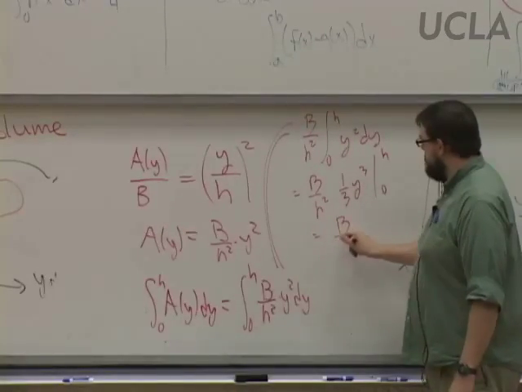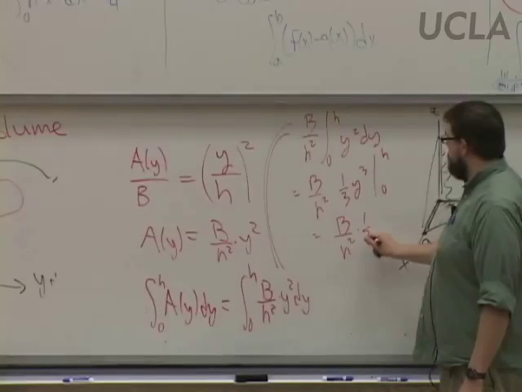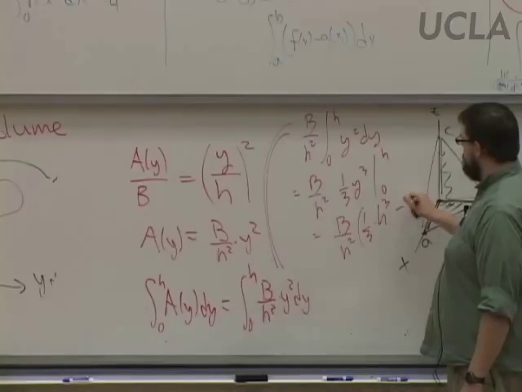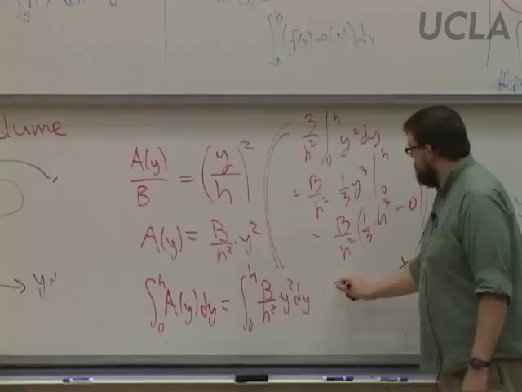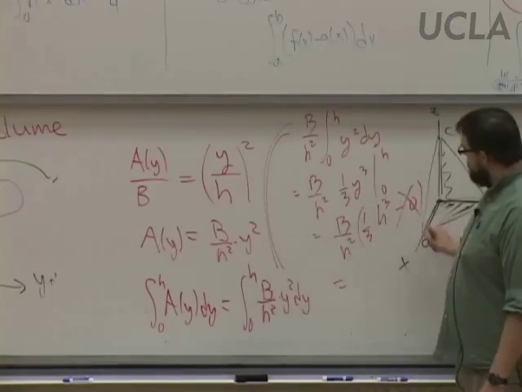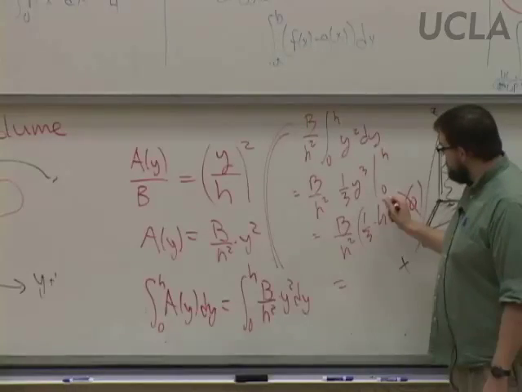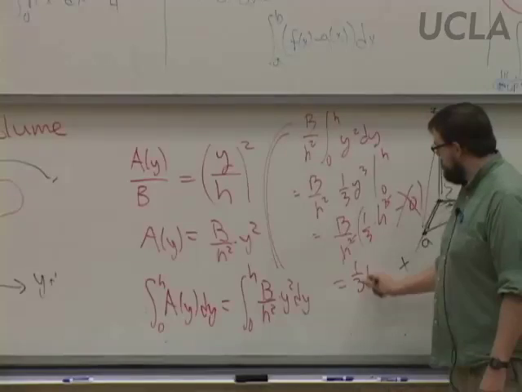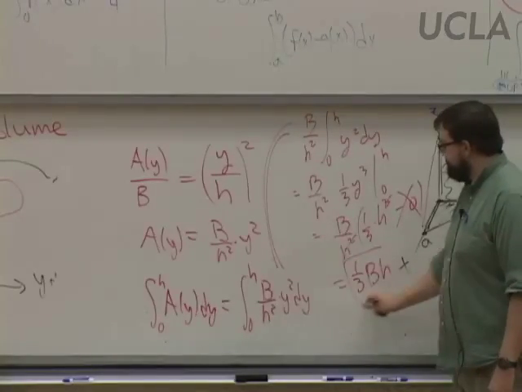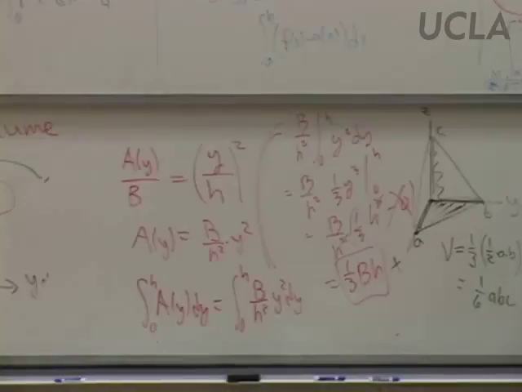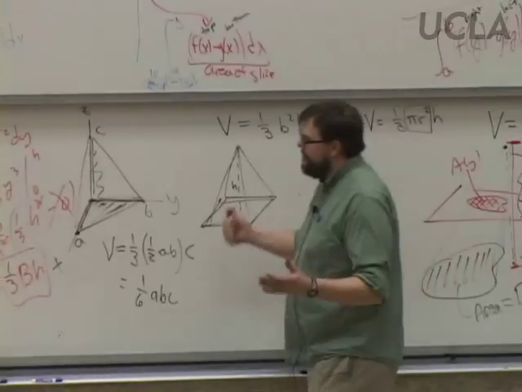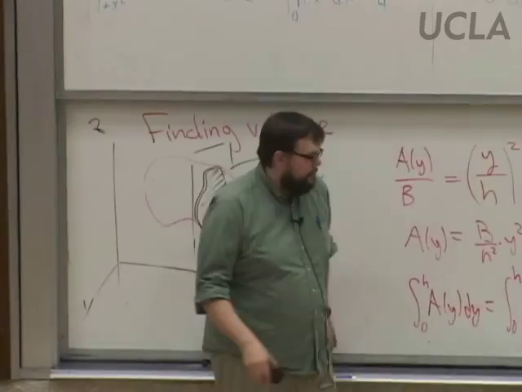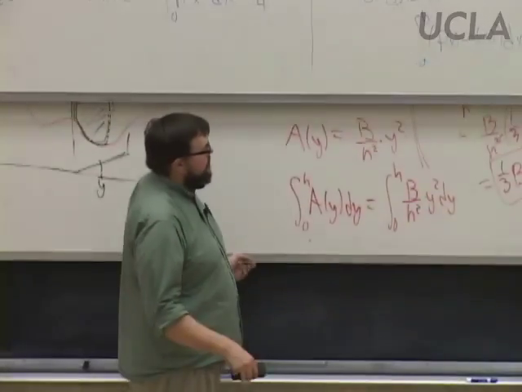So I get b over h squared times 1/3 times h cubed minus 0. The 0 doesn't do anything. And so finally, we have 2 h's on the bottom, 3 h's on top. So I simplify, and I'm left with 1/3 b h. All right, so there's an example of how we can find volume. And we're going to do a lot more of these on Wednesday and Friday. So let's do something else that we can do with integration.